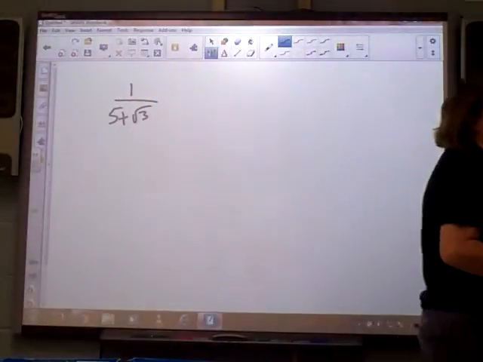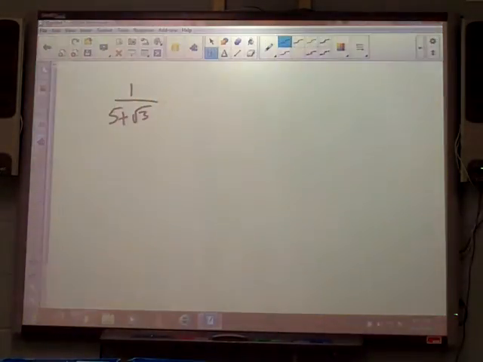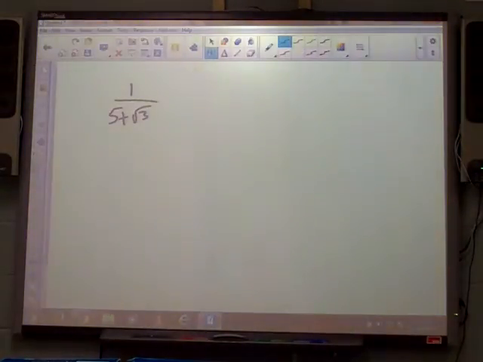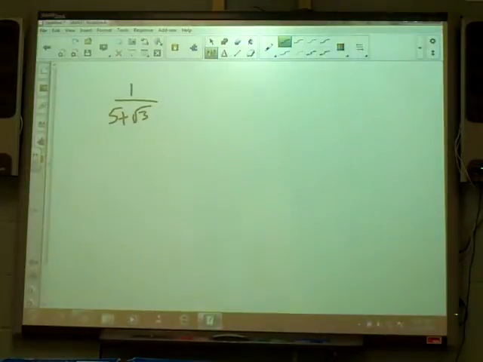Okay, so we've got 1 over 5 plus the square root of 3. Nothing about that can be broken down. 5's a prime number, the square root of 3 doesn't have a perfect square in it, nothing we can break down there. But we just talked about how we can't leave a radical on bottom. Now this radical on bottom is part of a binomial. When we cancel out a binomial, and we did this on our last test about a week ago, we multiplied it by the conjugate.